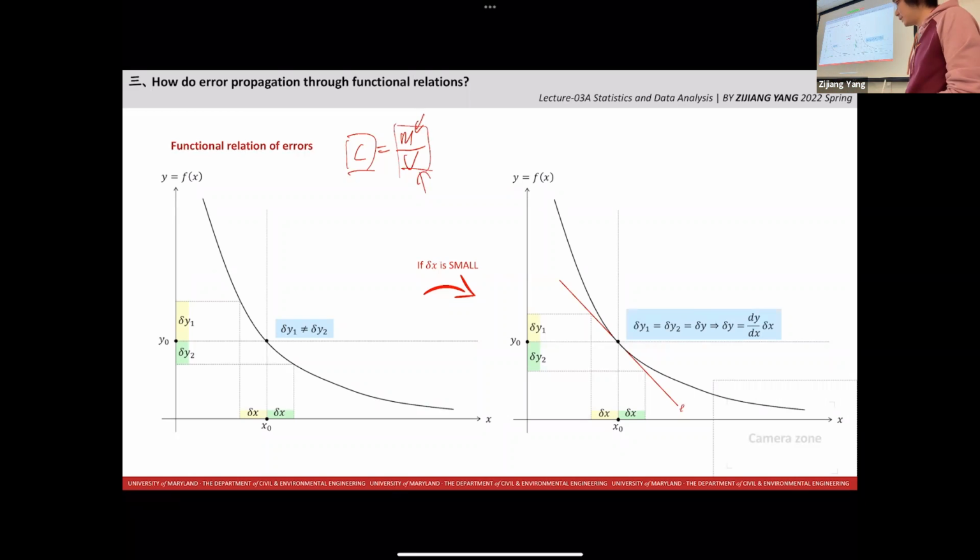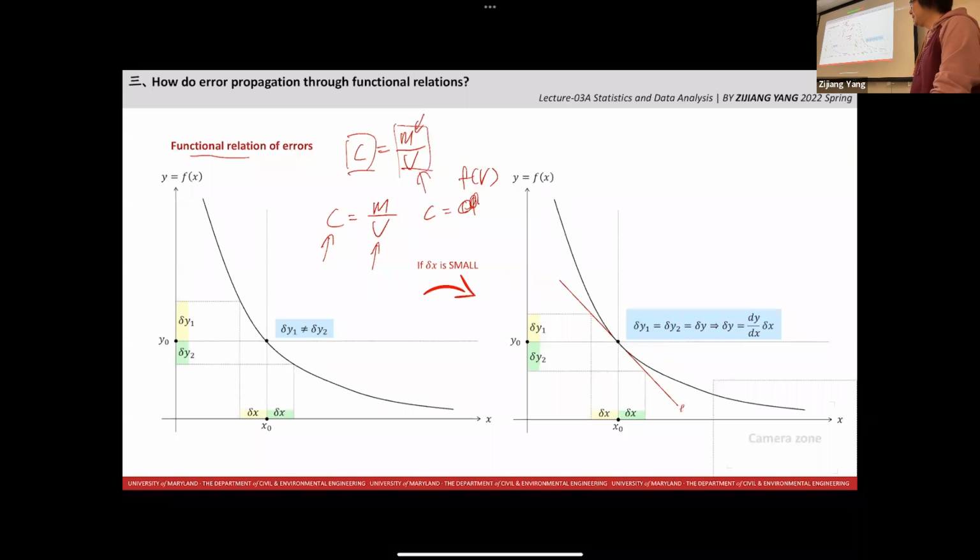And here I just show an example of some functional relations. For example, we have the concentration equals the mass divided by volume. Let's just focus on the concentration and volume. We can see that the concentration is a function of volume, and this relation is not linear.